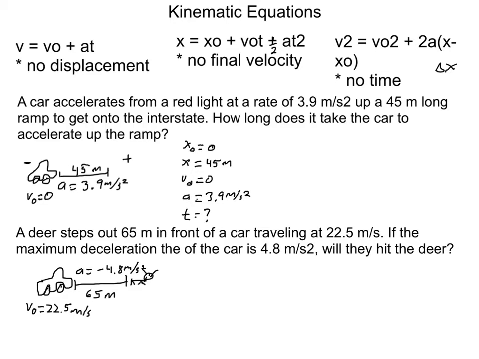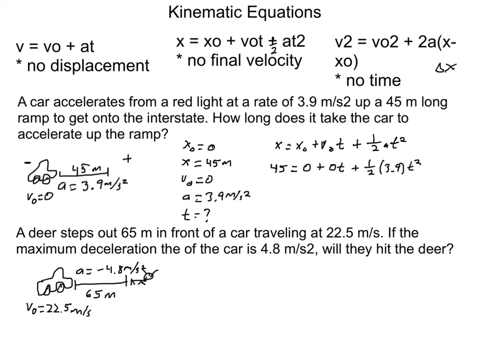Now, looking at these variables, I know exactly which kinematic equation to pick. It's going to be x equals x naught plus v naught t plus 1/2 a t squared. So now let's substitute into the equation. And now we can go about solving.